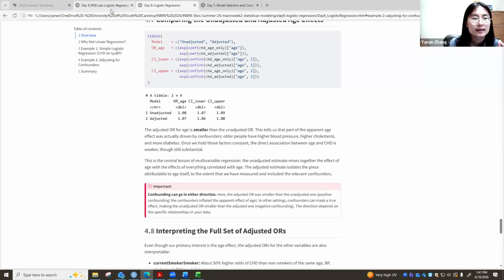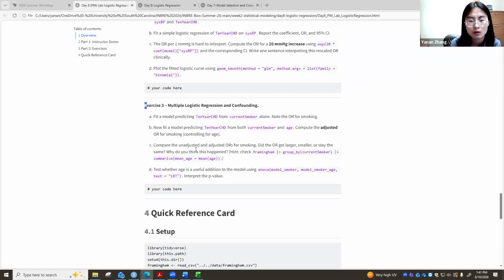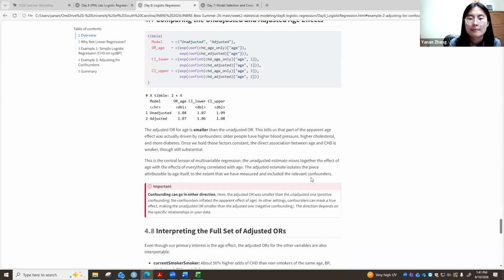Okay. And in your afternoon lab, which you will do now in exercise 3, in this example you will find that the adjusted odds ratio will become bigger in magnitude compared to the unadjusted odds ratio. Okay.